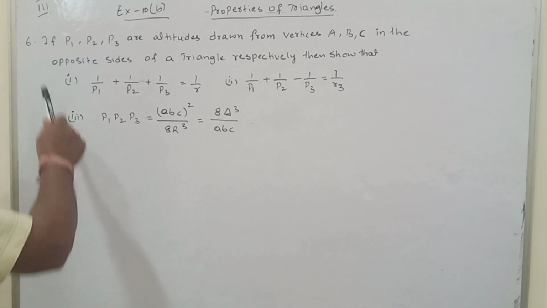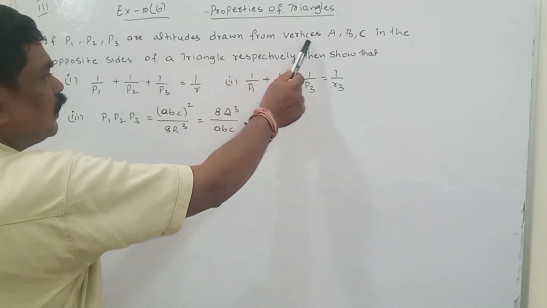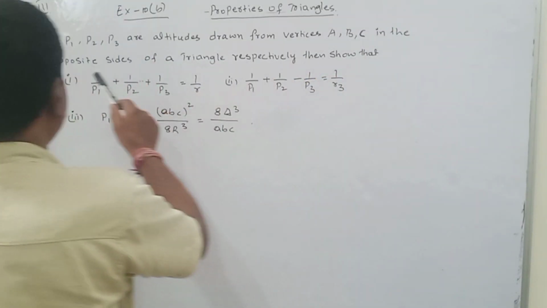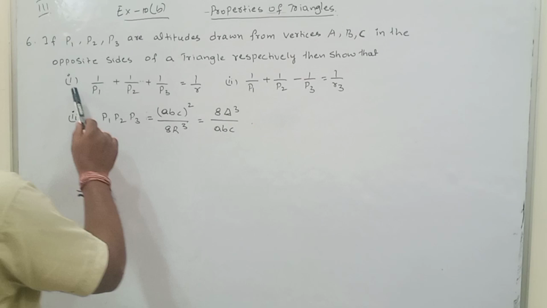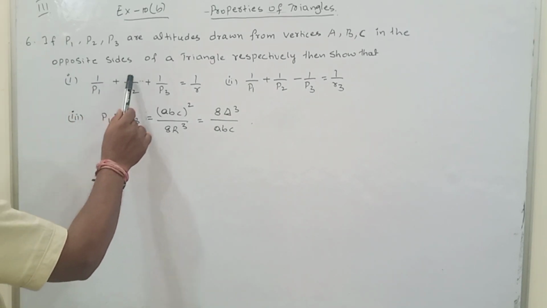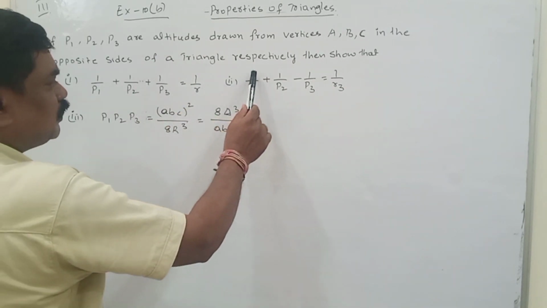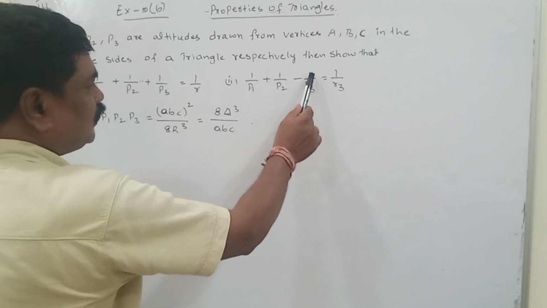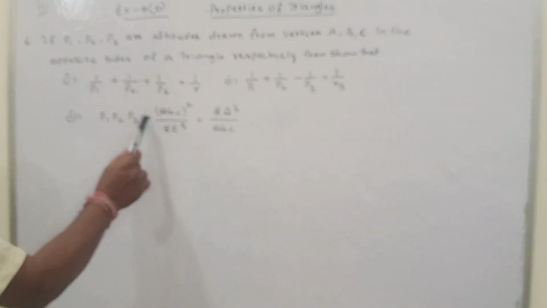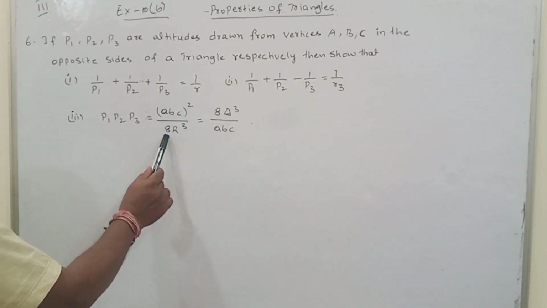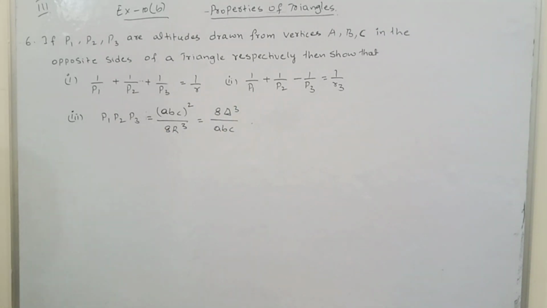First we read out: if P1, P2, P3 are altitudes drawn from vertices A, B, C to the opposite sides of a triangle respectively, then show that, first problem, 1 by P1 plus 1 by P2 plus 1 by P3 is equal to 1 by R. Second problem, 1 by P1 plus 1 by P2 minus 1 by P3 is equal to 1 by R3. Third, P1 P2 P3 is equal to a²b²c² by 8R³, which is equal to 8 delta cube by abc.